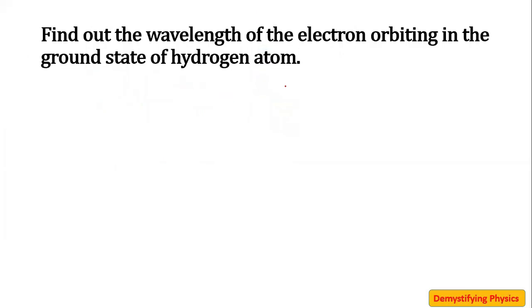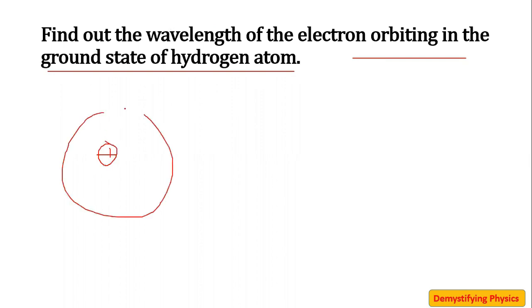Okay. Find out the wavelength of the electron orbiting in the ground state of the hydrogen atom. This is the nucleus, and the electron is moving around this nucleus. Now we know that every moving particle has a wave associated with it. So this electron will also have a wave associated with it.